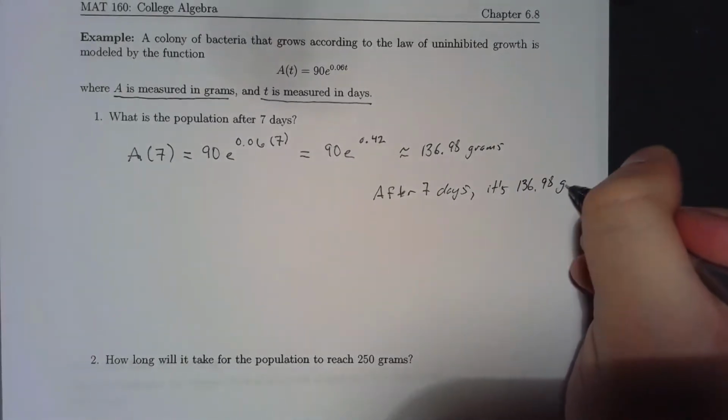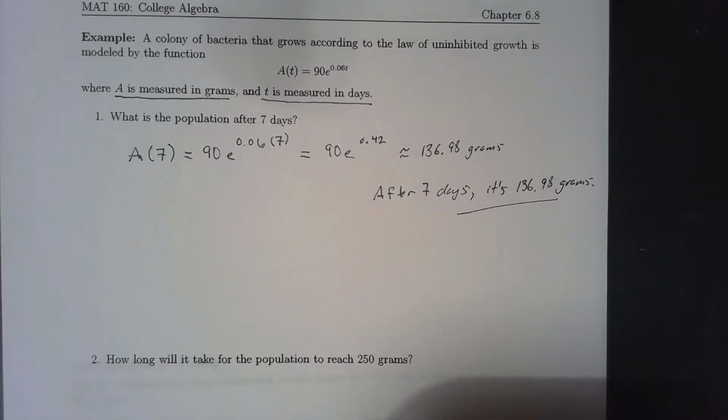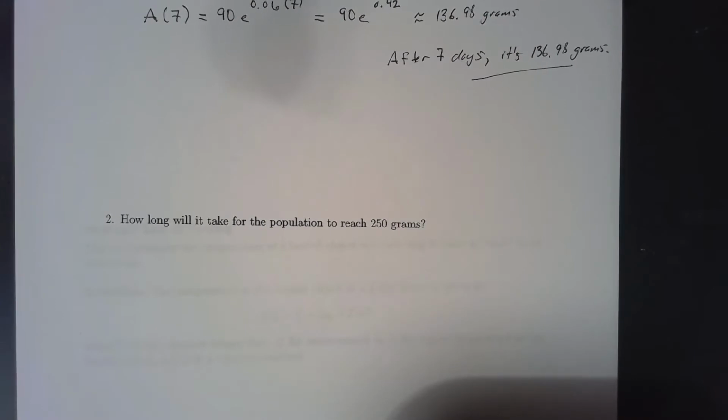$136.98 grams. That's it. Just evaluate the function if you want to find the population after 7 days. All right. That's the unknown, so I want to figure out the function. Now in number 2, it's saying how long will it take for the population to reach 250 grams?